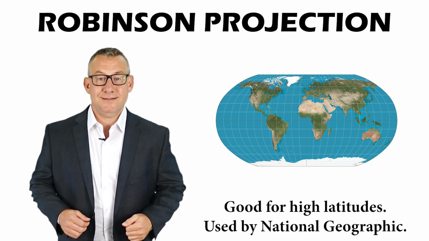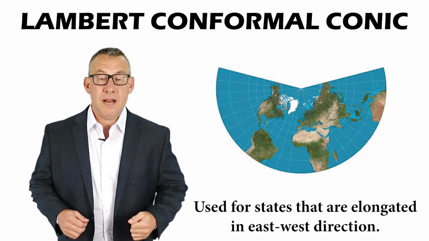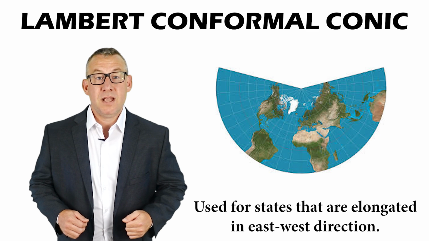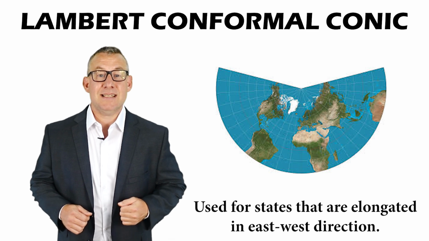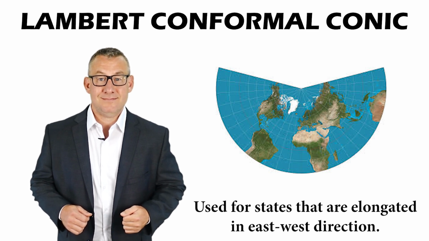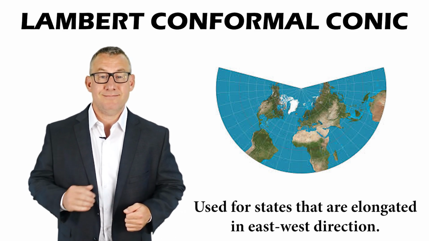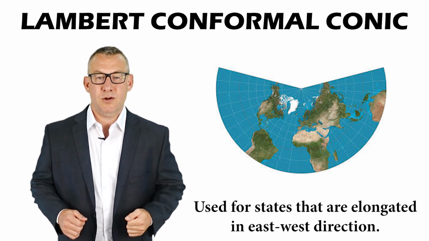The Robinson projection. The Robinson projection is best for mapping higher latitudes. The Robinson projection is used by National Geographic. The Lambert conformal conic projection. The Lambert conformal conic projection is used for states that are elongated in the east to west direction. It is a secant projection. It intersects the ellipsoid along two arcs, typically parallels of latitude. There is a band of low distortion between the two standard parallels.